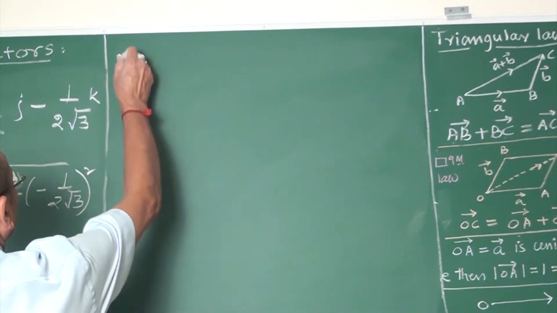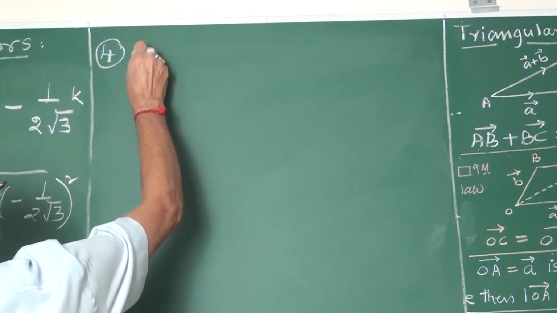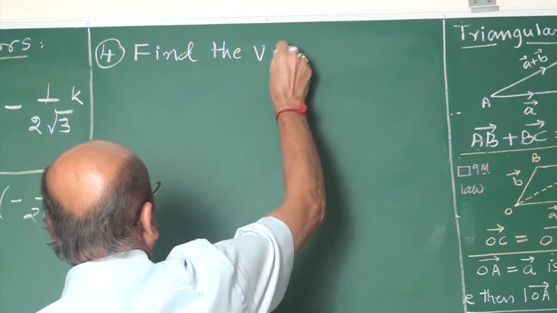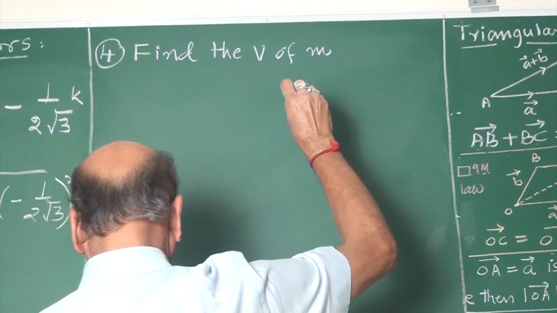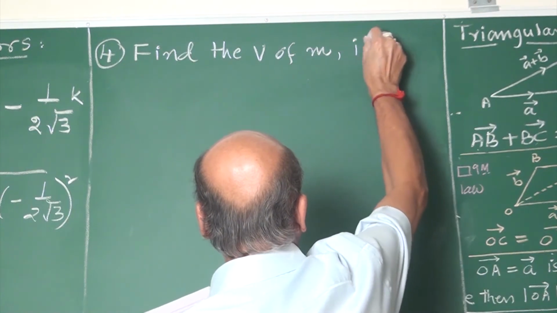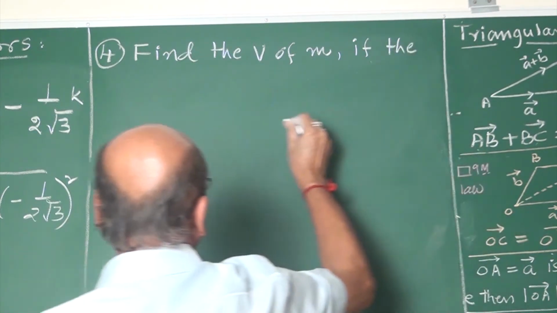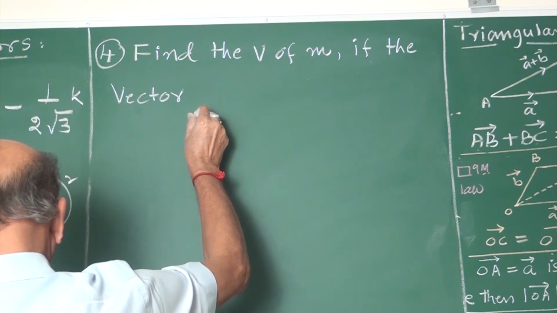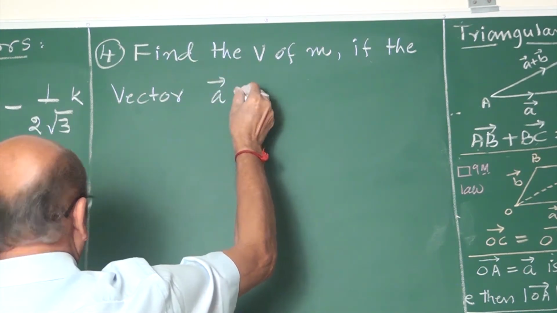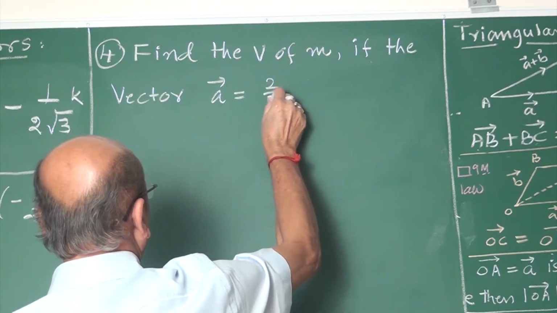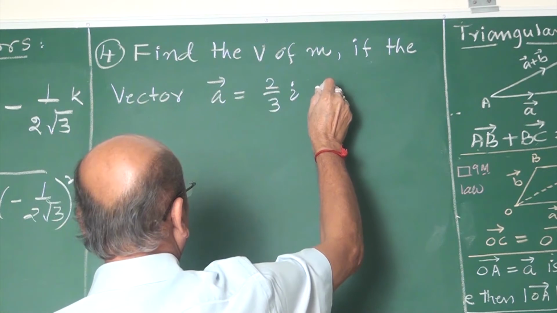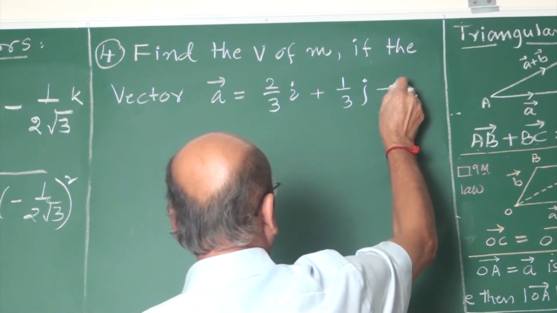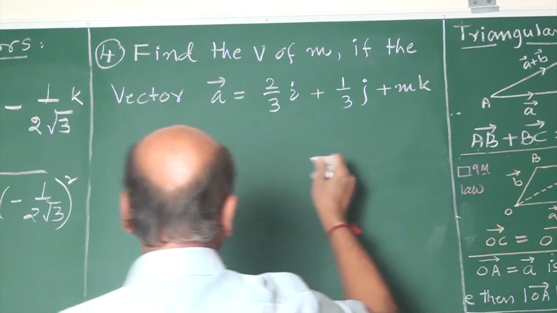Find the value of m. This is the fourth example. Find the value of m if the vector a equals 2 by 3 into i plus 1 by 3 into j plus mk is a unit vector.